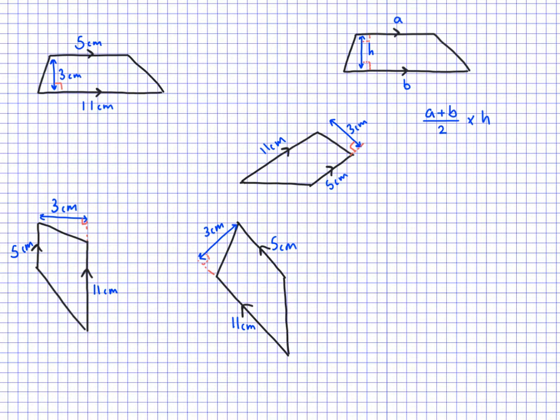So I have 5 add 11 divided by 2 times by 3. 5 add 11 is 16, so 16 divided by 2 times by 3. 16 divided by 2 is 8, so 8 times 3, and this is going to give me 24. My units are in centimeters, so I have 24 centimeters squared. So remember, the height is the line that makes 90 degrees with the parallel sides. A and B are your parallel sides.